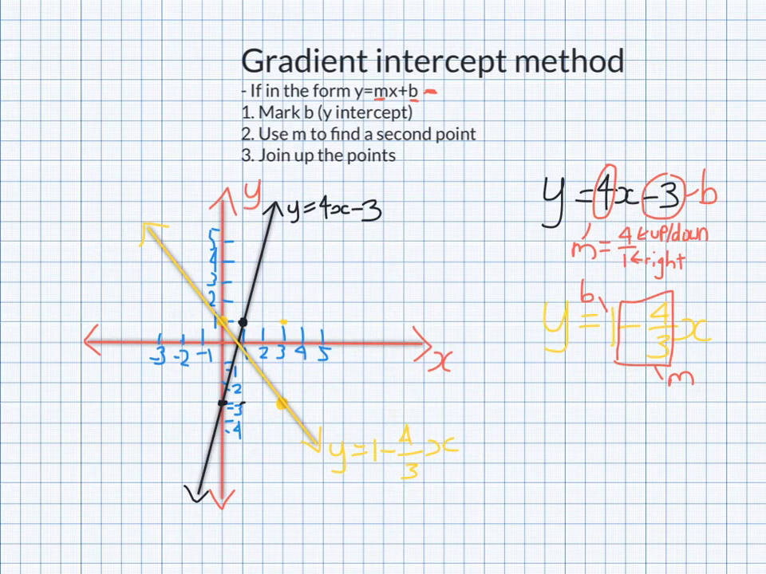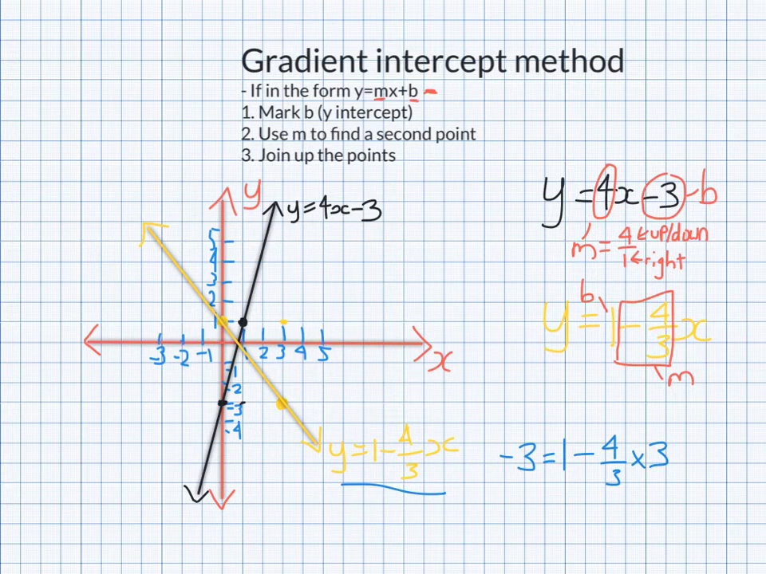So don't forget to put arrows on your lines to indicate that they go forever in both directions, and also to label them with the equation. So as I said before, any point that lies on this line satisfies the equation. For example, we can see the point (3, -3) lies on the yellow line, because if I substitute x for 3 and y for -3, I get -3 equals 1 minus 4 over 3 times 3. That is a true statement. If I substitute the value of x and y into the equation, I get a true statement. So that's why (3, -3) lies on the line.